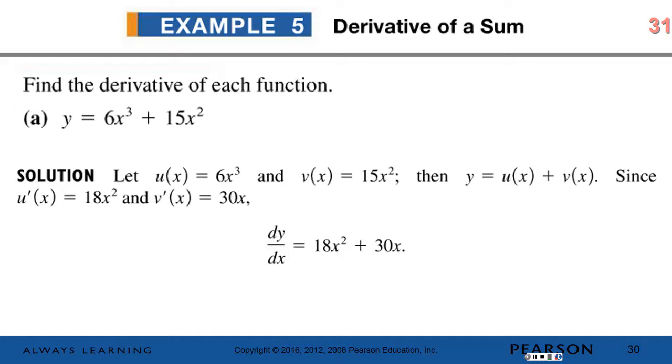Now, the explanation uses something called a substitution, and that substitution might be kind of helpful later on when we do something called chain rule. But if you do it the way we just talked through it, it really works just as well. So you can kind of skip that and say, okay, if y is 6x to the third plus 15x squared, then y prime, or dy dx, or whatever you want to call it, is 18x squared plus 2 times 15 is 30, x to the first. So you don't have to actually do the u and the v stuff that it shows there.